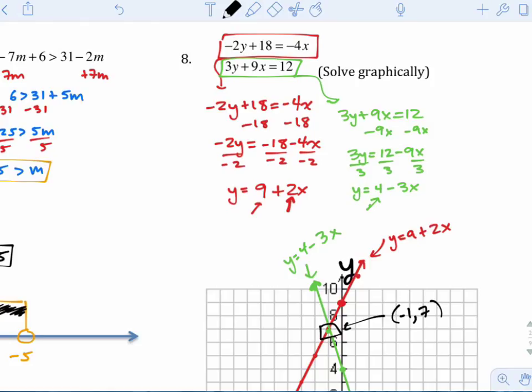All right, so if x were negative 1 and y were positive 7, so let's say negative 2 times 7 is negative 14, plus 18 is 4, and negative 4 times negative 1 is 4. This works. Awesome. If y is 7, so 3 times 7 is 21, plus 9 times negative 1, which is negative 9. So 21 plus negative 9 is 12. Amazing, it works. Fantastic. So again, always want to check those answers.